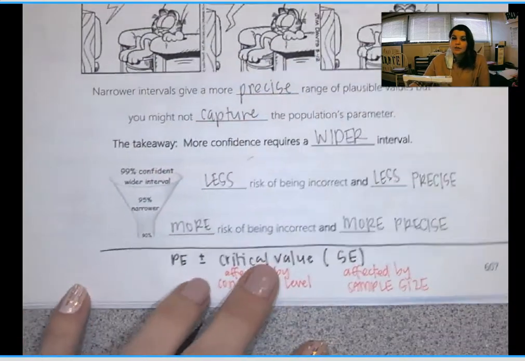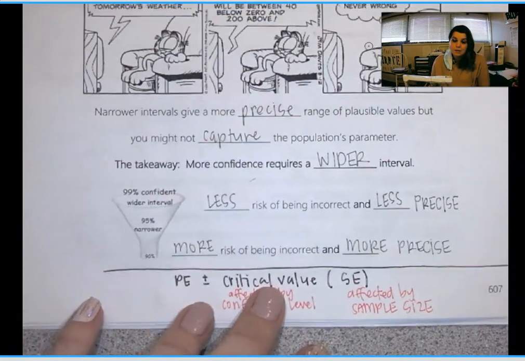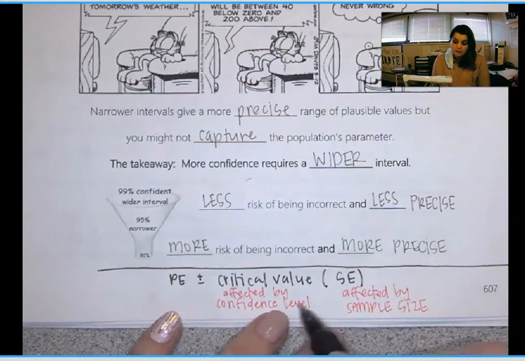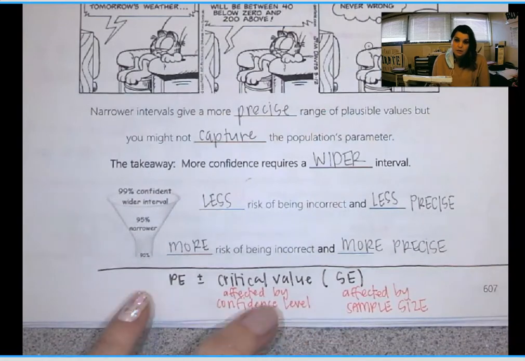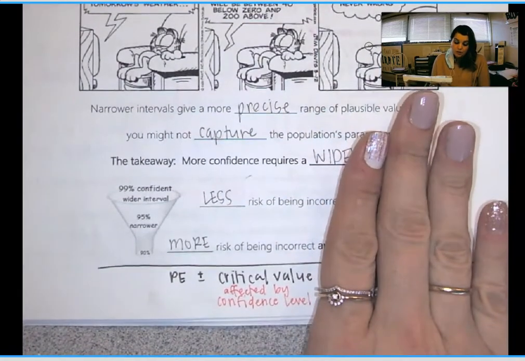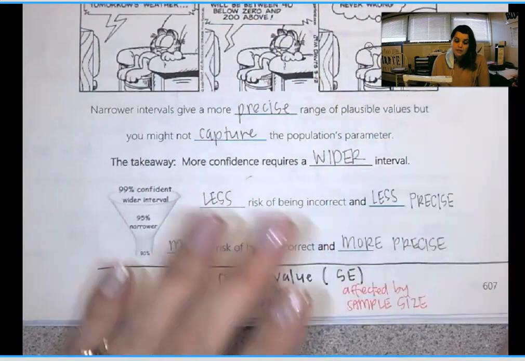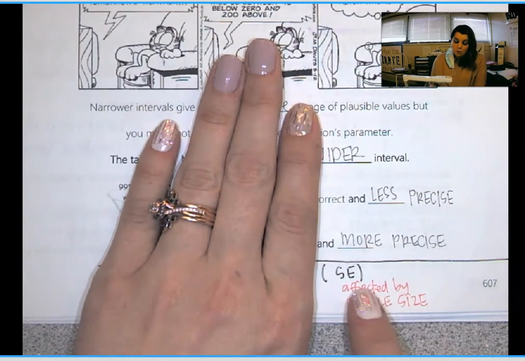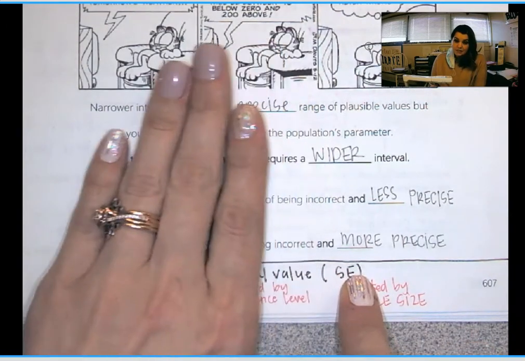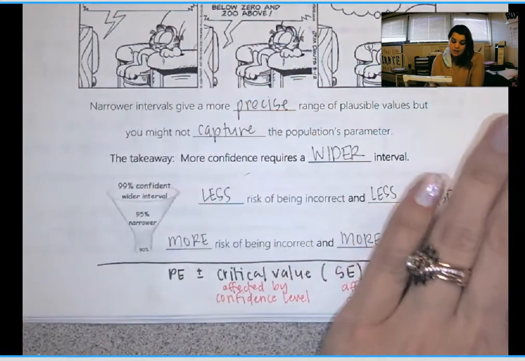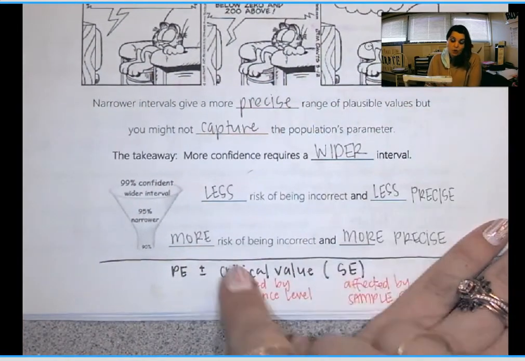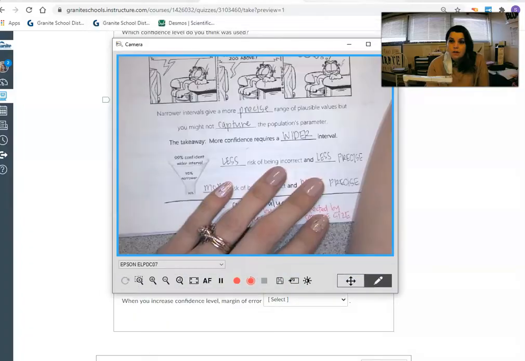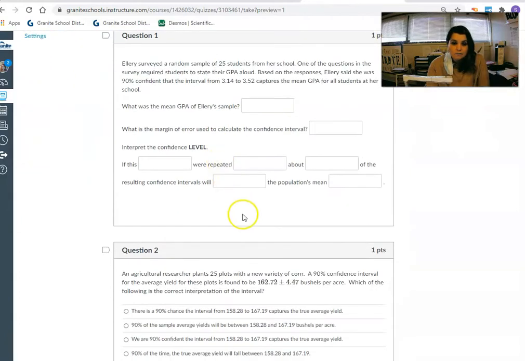If there are any questions on this, please send me an email or ask me in class, because this idea of how margin of error is affected by these things is pretty important. So we need to keep in mind they're separate. Critical value is affected by confidence level, and standard error is affected by sample size. But if we decrease this, then the whole thing decreases. And if we increase this, then the whole thing increases. And then our last quiz, part 3.